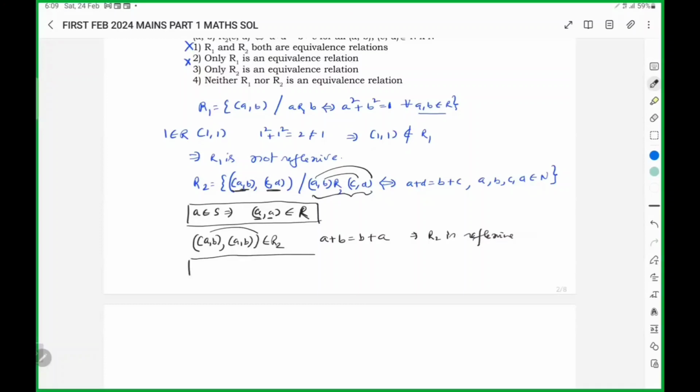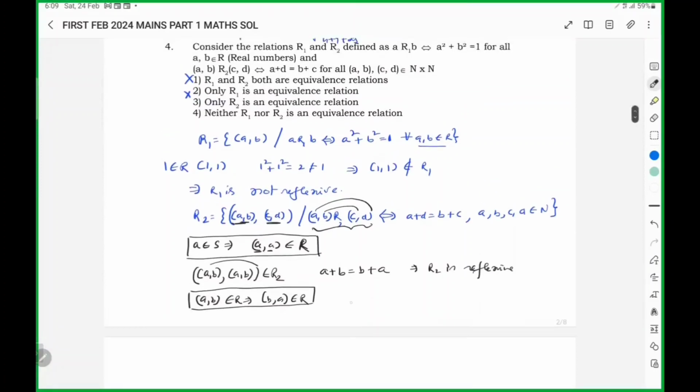For a symmetric relation, whenever (A, B) is there in R, (B, A) should be there in R, then we say R is symmetric. Here, first we take (A, B) related to (C, D). We assume this, that means A plus D is equal to B plus C, which obviously implies B plus C is equal to A plus D, which implies (C, D) is related to (A, B). Hence this relation is symmetric.